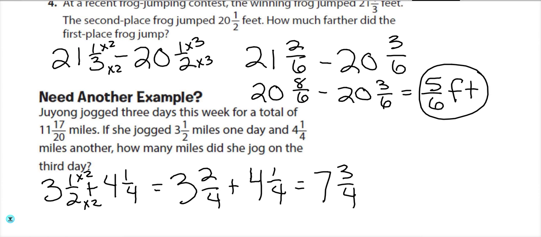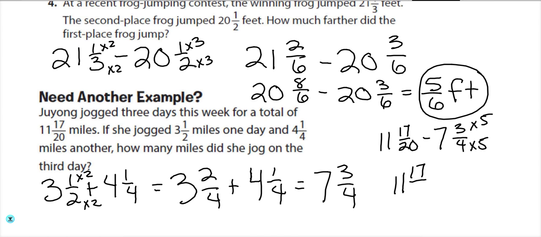Okay, now we need to take 11 17/20 minus the 7 3/4. Well, we know that 4 is going to go into 20, so we need to multiply by 5. So I end up with 11 17/20 minus 7 15/20. And ooh, we don't have to borrow on this one. It's kind of sad we get excited over those things, but it is what it is.